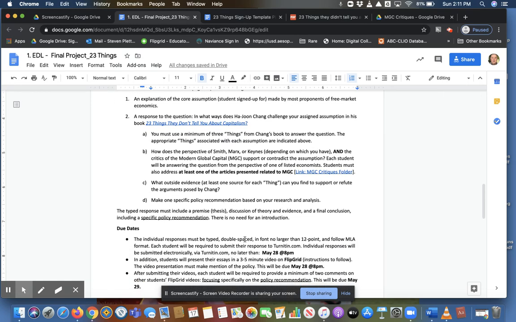Okay, and then what outside evidence? At least one source for each thing. So I would expect 3 different sources, outside information. You're going to have to do a little Google search to see if you can find evidence or data that would either support or refute the arguments posed by Chang. And then finally, you're going to wrap it up by making one policy recommendation based on your research and analysis.